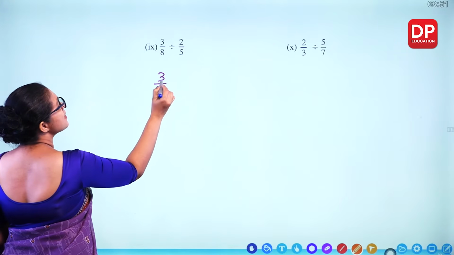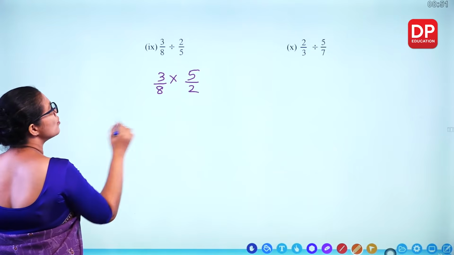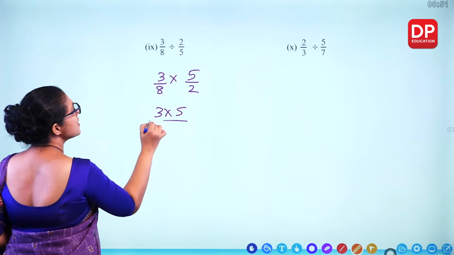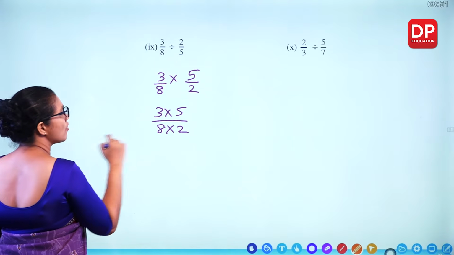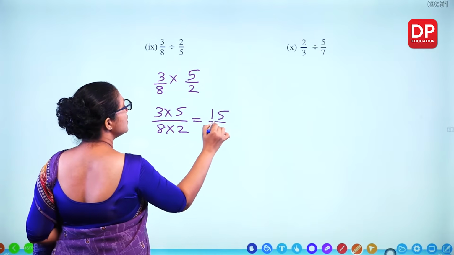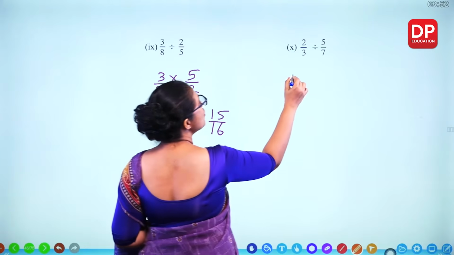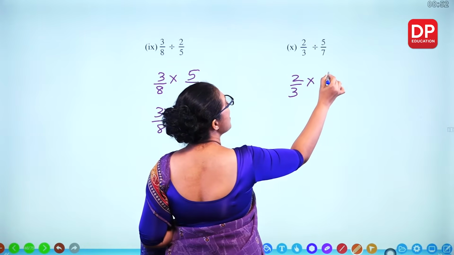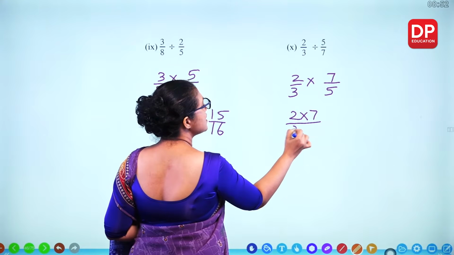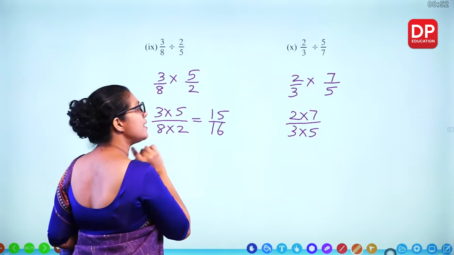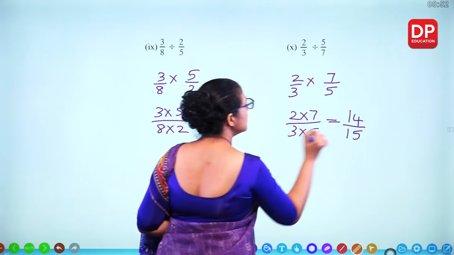3 eighths multiplied by its reciprocal 5 over 2. Multiply the numerator and the denominator separately. Can you simplify? You can't. So 15 over 16. Another one. 2/3 multiplied by the reciprocal 7 over 5. Multiply the numerator and the denominator separately. You can't simplify. 14 over 15.